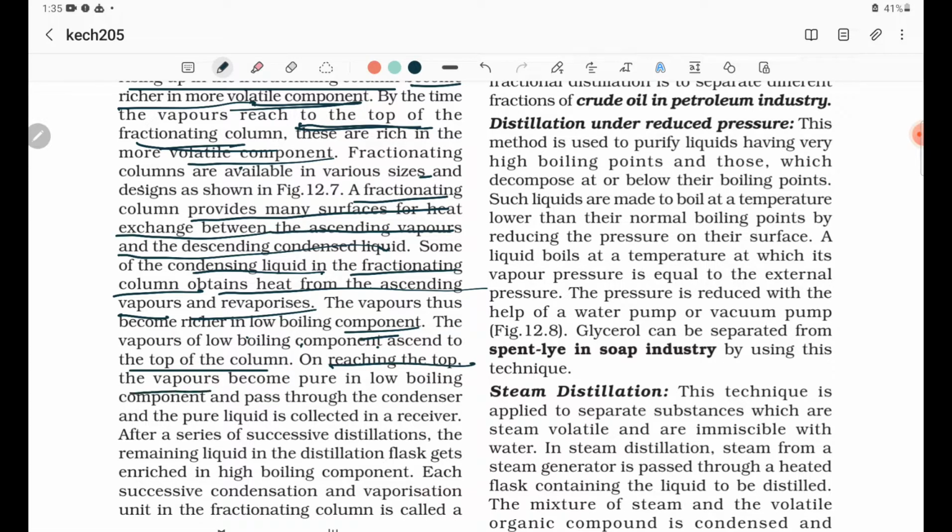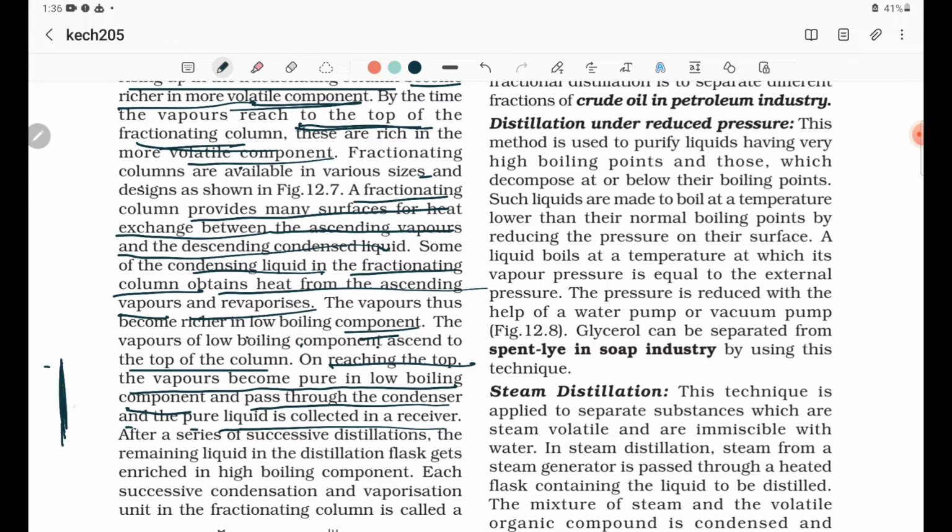On reaching the top, the vapor becomes pure in low boiling component and passes through the condenser, and the pure liquid is collected in the receiver. See, so now the vapors are becoming richer in low boiling component. Now they have reached the top of the column. On reaching the top, the vapor will come out pure in low boiling component.